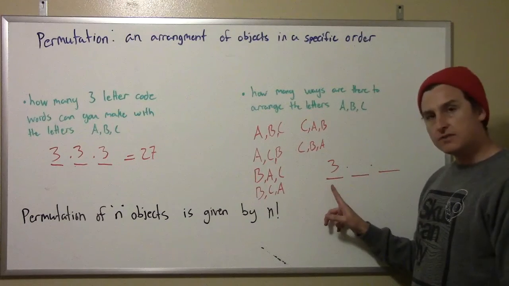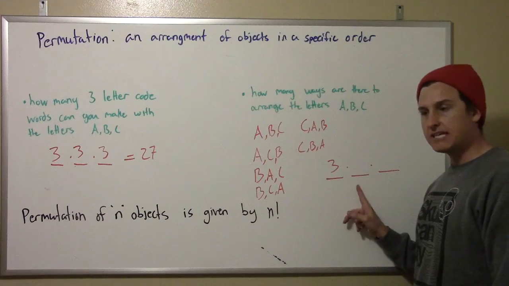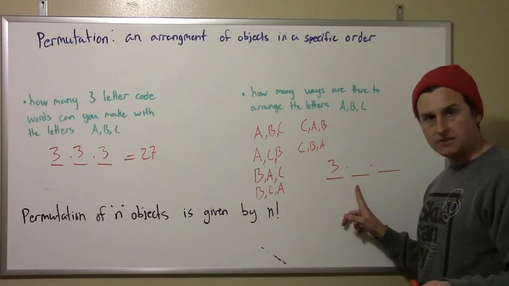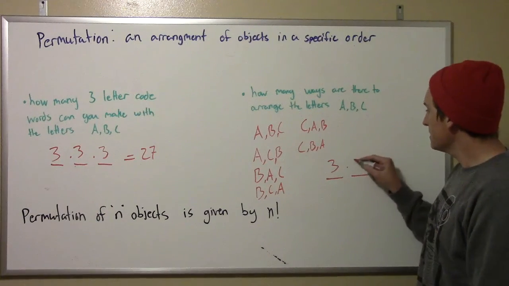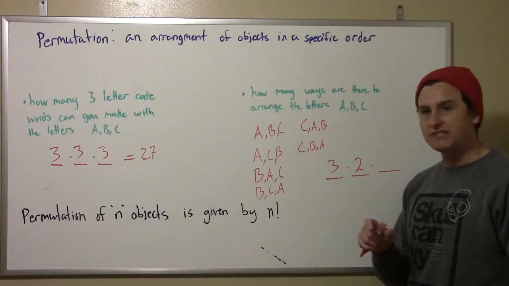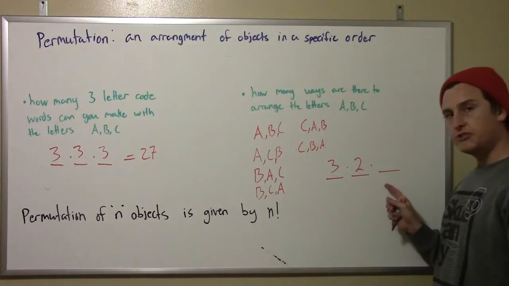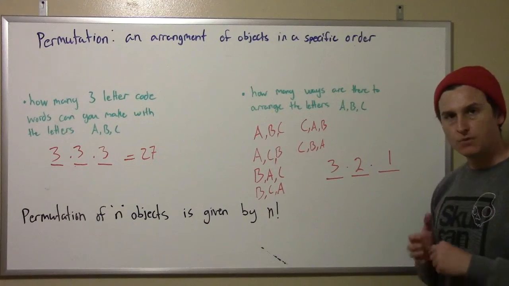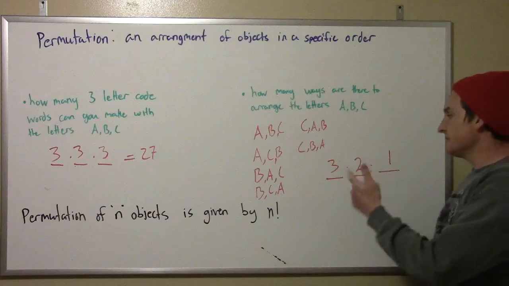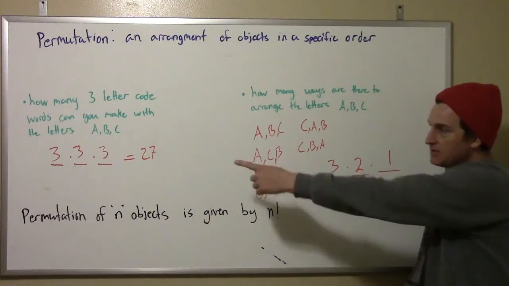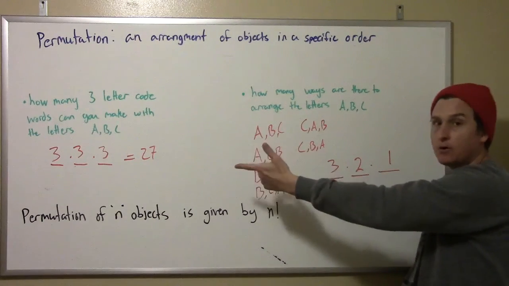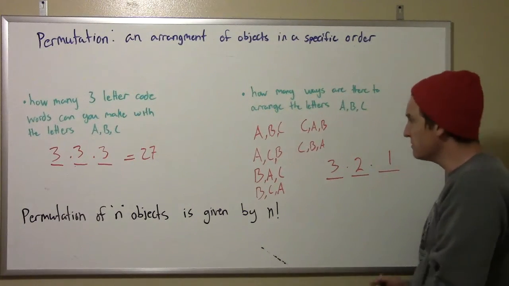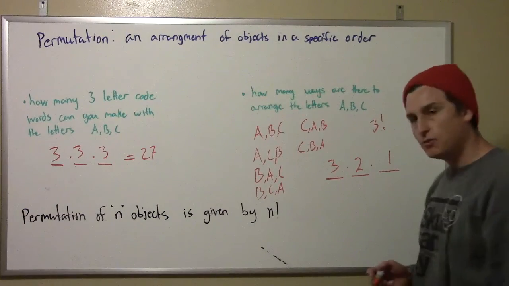So once I use that first letter, how many ways are there to choose the second letter? Well, there's only 2 ways to do that, right? Because I already used the first letter and I can't use it again. And how many ways are there to choose the third letter? There's only going to be 1. Okay? So the idea is you're counting down. Instead of using the same number, 3 times 3 times 3, like a power of 3, this is 3 times 2 times 1, right? Which is a factorial. This would be 3 factorial.